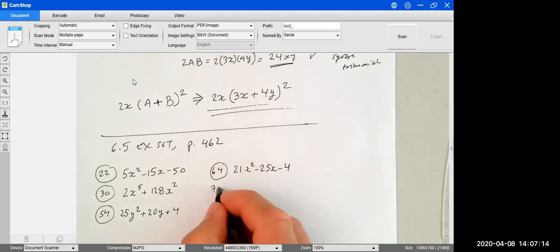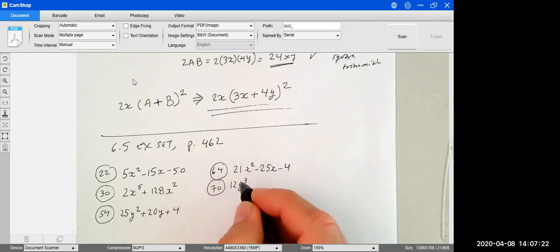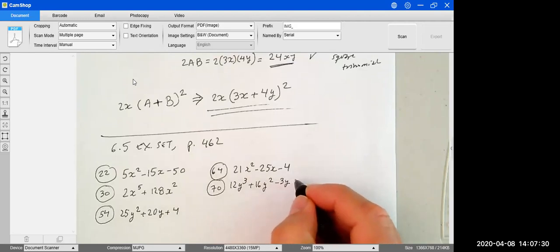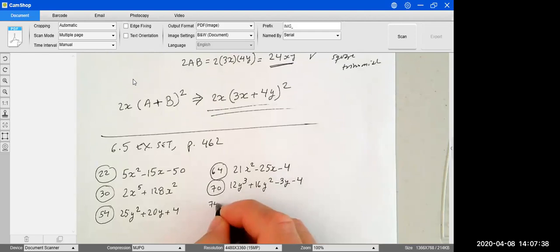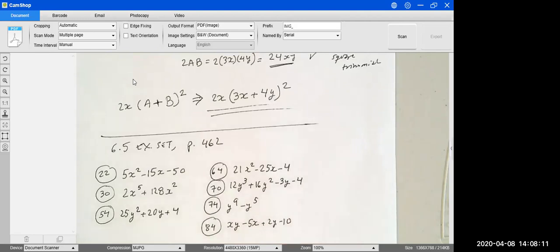So then we have problem 17, 12y cubed plus 16y squared minus 3y minus 4. Then we have 74, y to the 9 minus y to the 5th power, and finally 84 is xy minus 5x plus 2y minus 10.